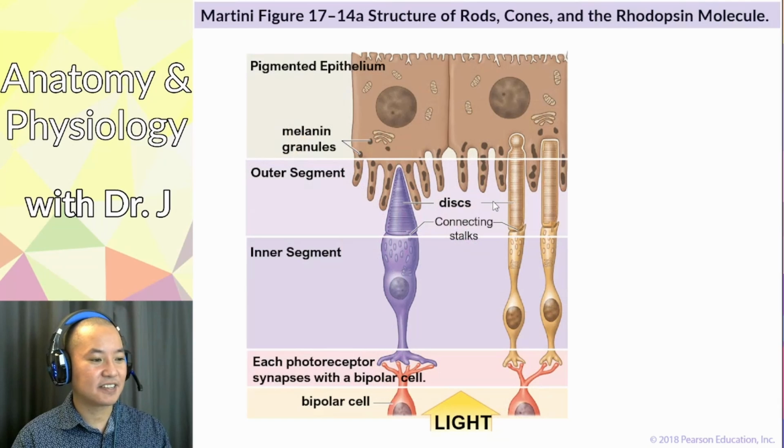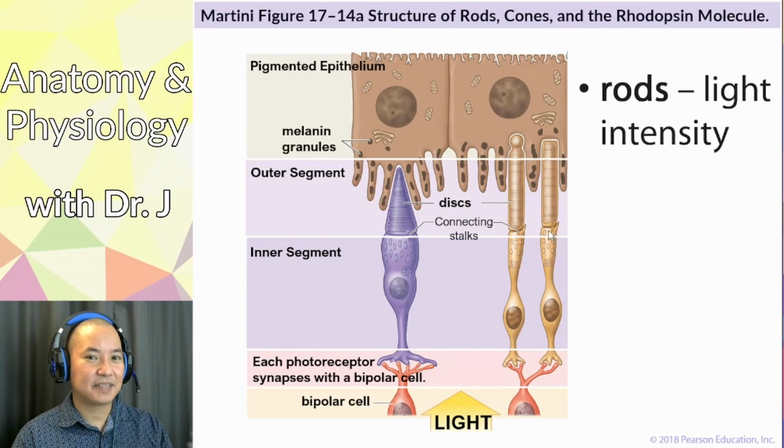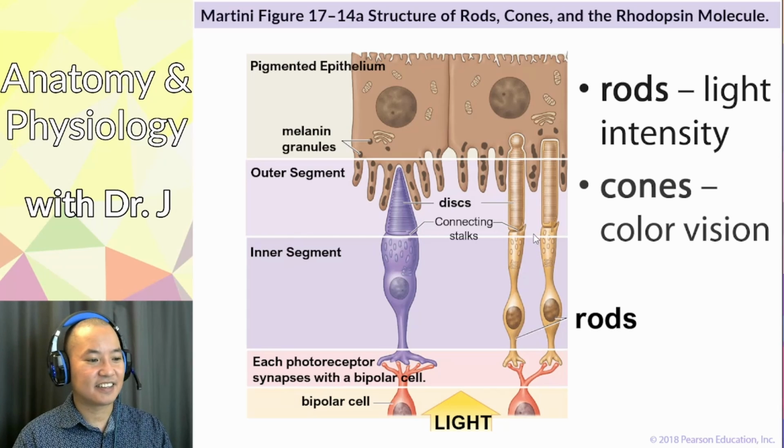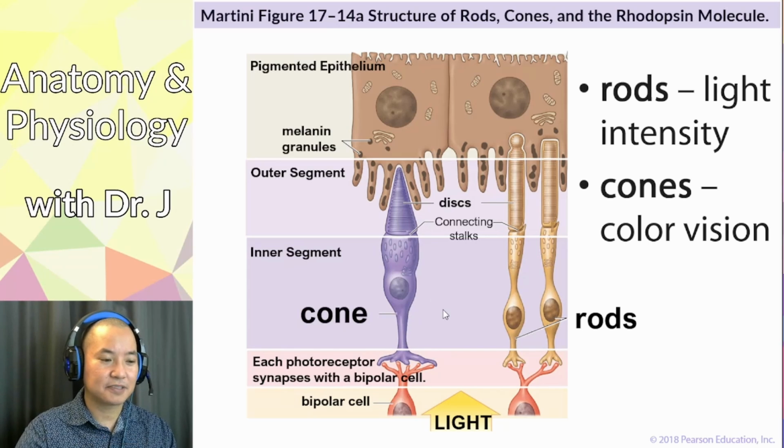But you also have these very important cells called rods and cones. Rods are basically detecting your sense of light and dark. And then cones over here are important for color vision. It's only showing one cone, but there are actually multiple types of cones.